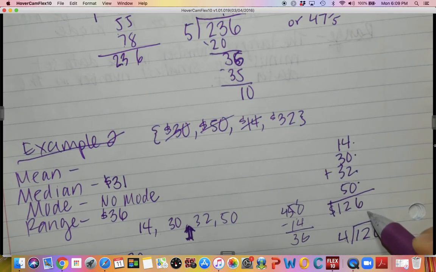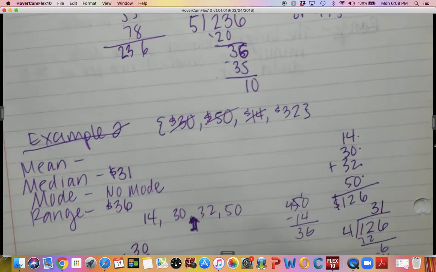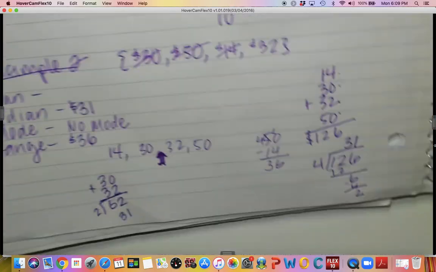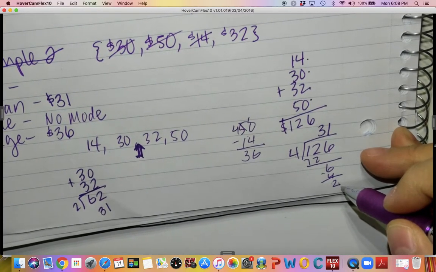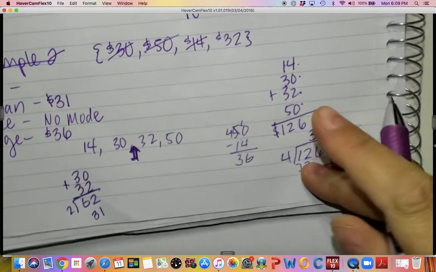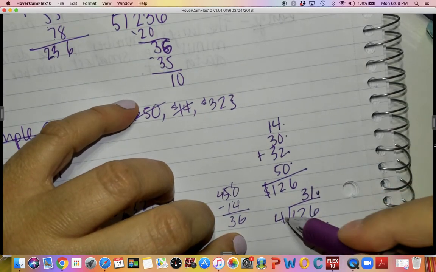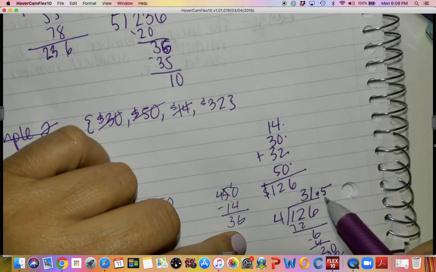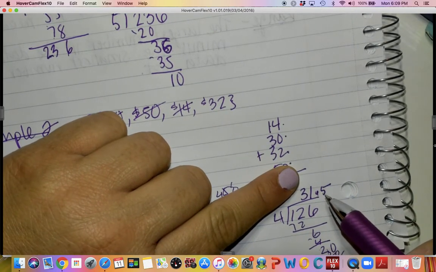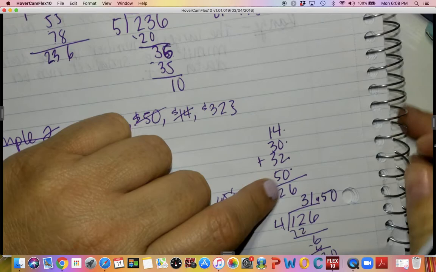4 into 12 is 3. 4 into 6 is 1. Now, because this is money, I'm going to go with the decimal. So 4 does not go into 2, so I put a decimal and a 0. 4 into 20 is 5. 31.5 is not how I write money. 31.50 is how I write money.